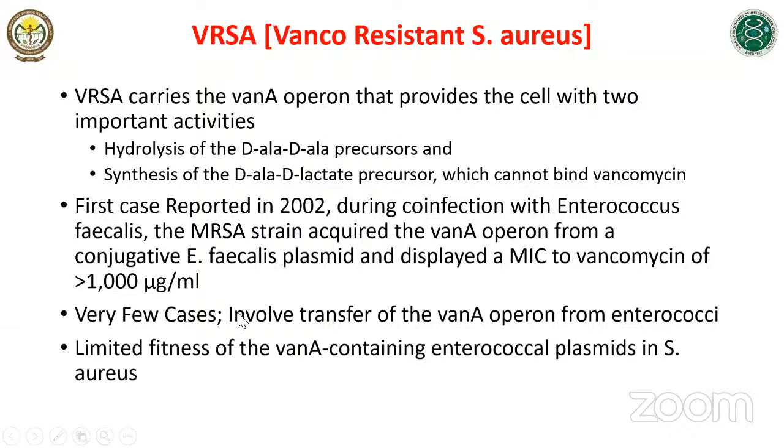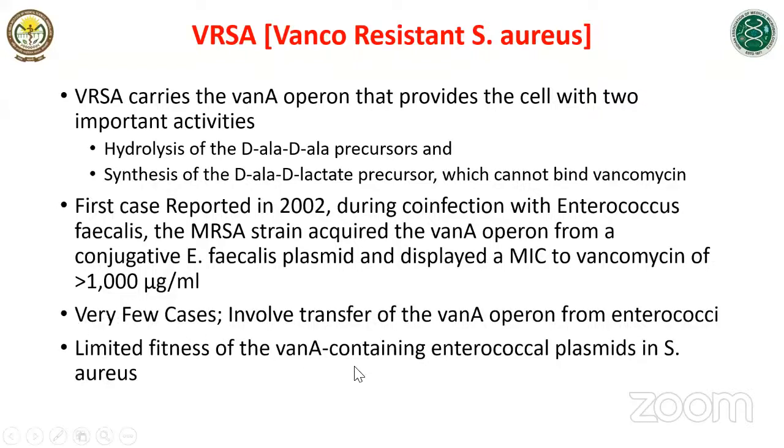The first case of frank VRSA was reported in 2002 in the US, and it was found that this particular strain coexisted in co-infection with an Enterococcus faecalis isolate, and this MRSA strain acquired the VAN A operon from the conjugative E. faecalis plasmid. So that means there is an interspecies transmission of plasmid that is conferring resistance to vancomycin through the VAN A operon, and this causes a MIC surge of more than 1000 microgram per ml.